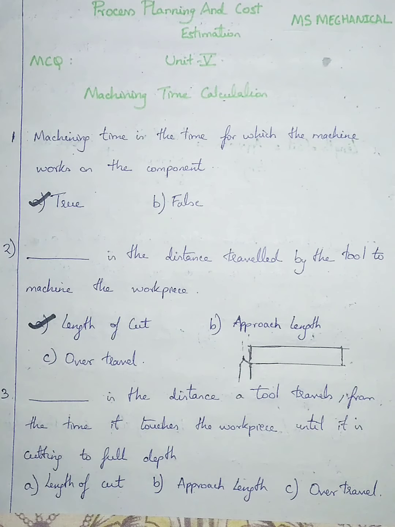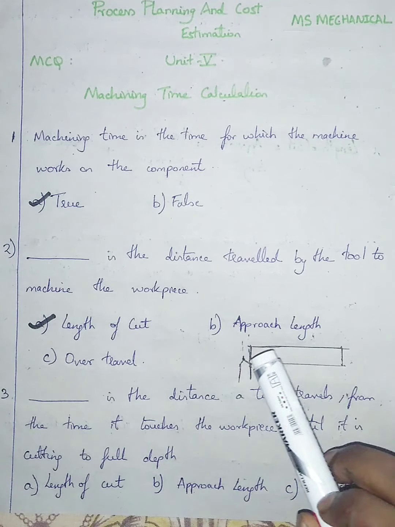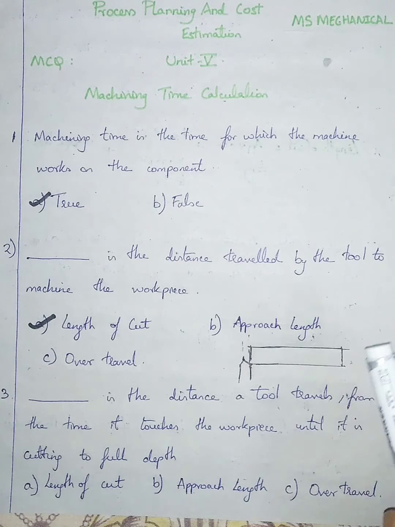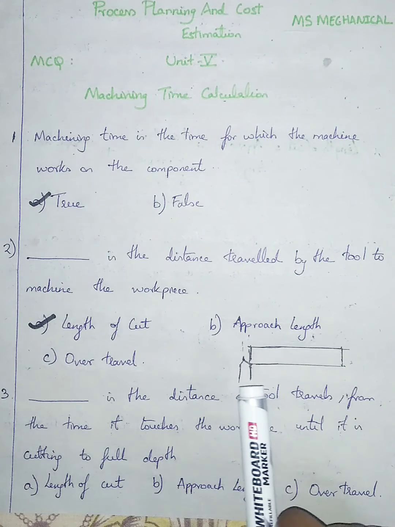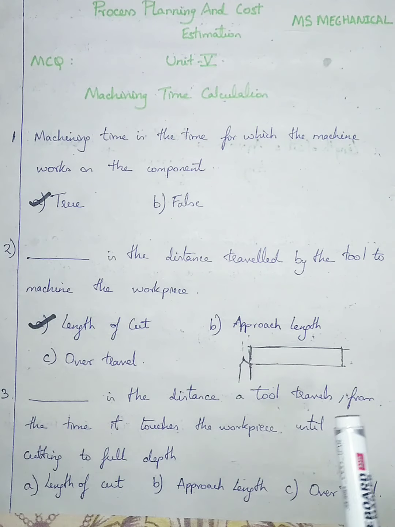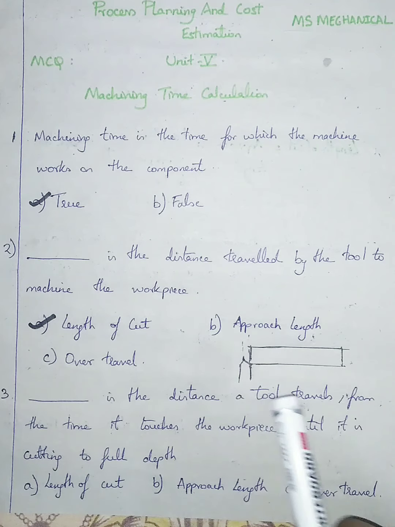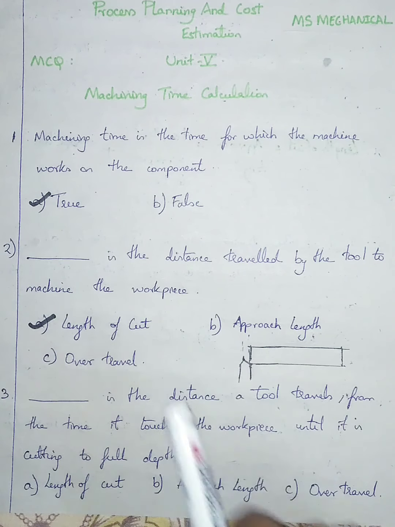Question number 2. Dash is the distance traveled by the tool to machine the workpiece. Option A is given as length of cut, option B is given as approach length, option C is given as overall length. The distance traveled by the tool to machine the whole workpiece completely. If you are going for tapering, you are going to taper the machine from this end to this end. That one plus you will get overall some distances. That entire distance traveled by the tool to machine a workpiece is called length of cut.